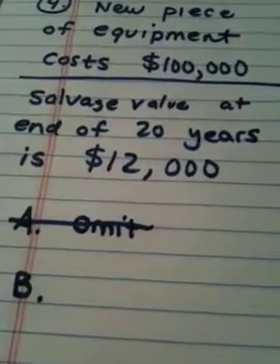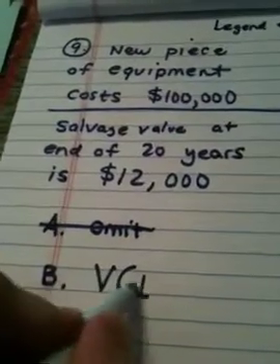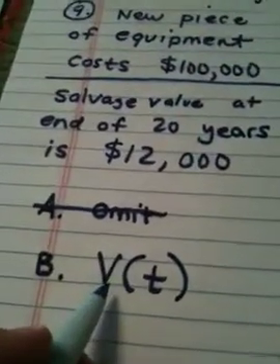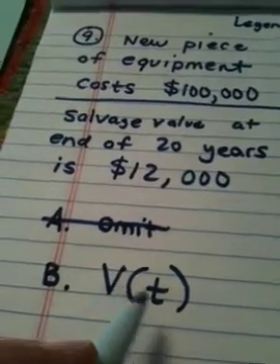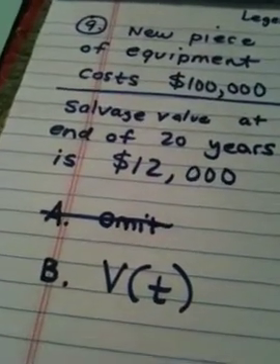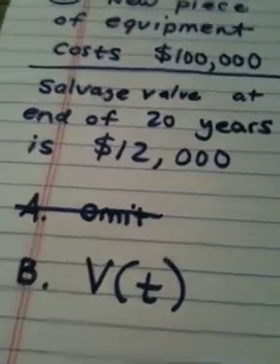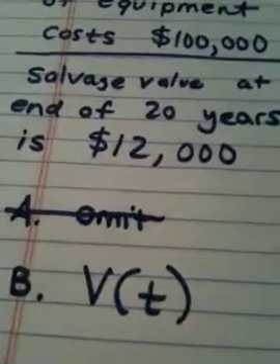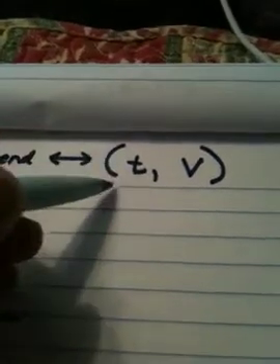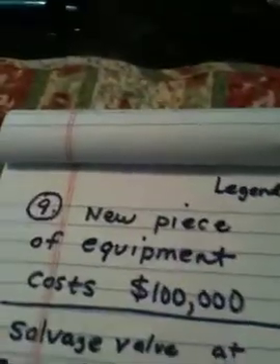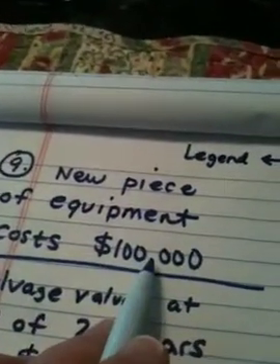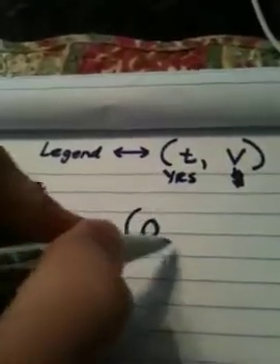All right? Part B, determine the function V of t. Now, V stands obviously for value, and t stands for the amount of time. Now, time, since you've had the equipment, we're going to probably measure this in years, right? So time in years. So when I look at my legend, the input is t, which is measured in years, and my value is measured in dollars. When I look at my first statement, the new piece of equipment costs $100,000. That means at time 0, at the beginning, the value was $100,000.